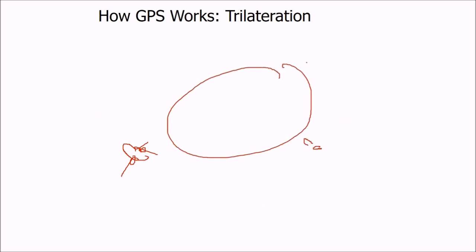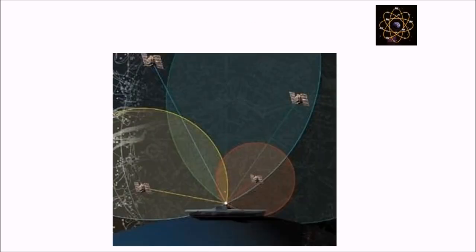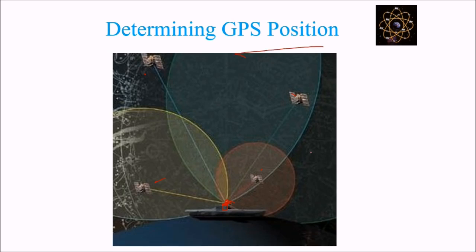So the fourth one, after 1, 2, and 3, is giving you the exact location where you are. The spheres are intersecting, and the fourth satellite will give you the exact location. The fourth will give you the height also. This is how it takes place. You have 4 satellites, and this point is the final intersection of these 4 virtual spheres they are making, and this is the exact location. This is called trilateration, the determination of GPS position.